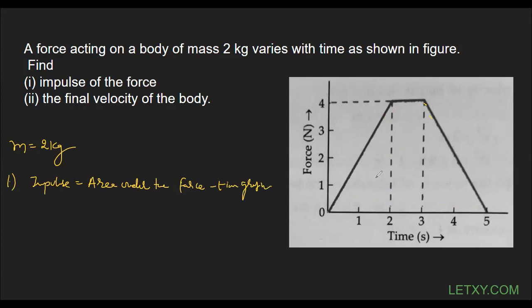Now you can see the entire graph can be divided into 3 parts. The first part is actually a triangle. You can see this is a right angle triangle. The second part is actually a rectangle, and the third part is again also a triangle. So I'm going to use the area of the triangle, that is half into base into height, and the area of the rectangle as length into breadth. That's it. Let's do it and find out what is there.